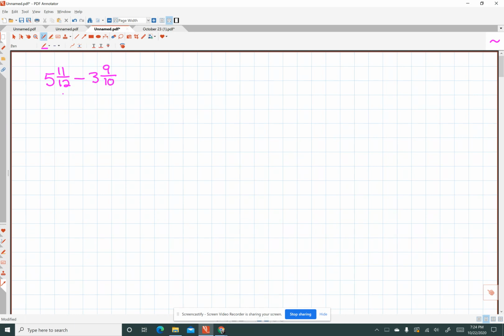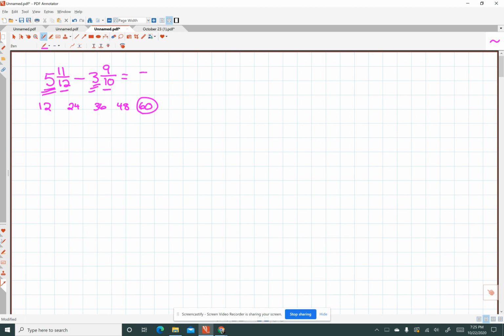Now, we need to have the same denominator. We have a 12th and a 10th. So what are the multiples of 12? 12, 24, 36, 48, 60. Bingo. 60 is also a multiple of 10. So that will be our new denominator. So we'll rewrite the problem using our new denominator of 60, but we also have these whole numbers.